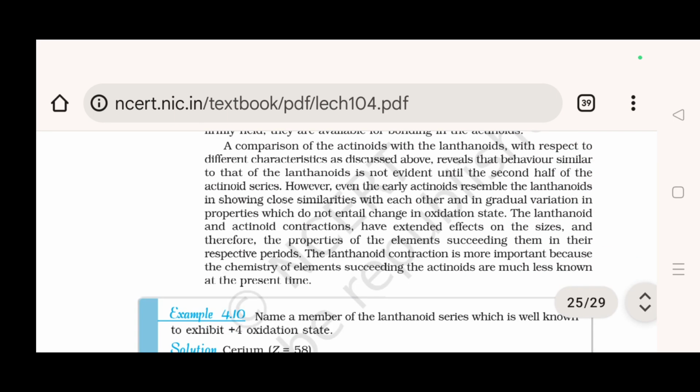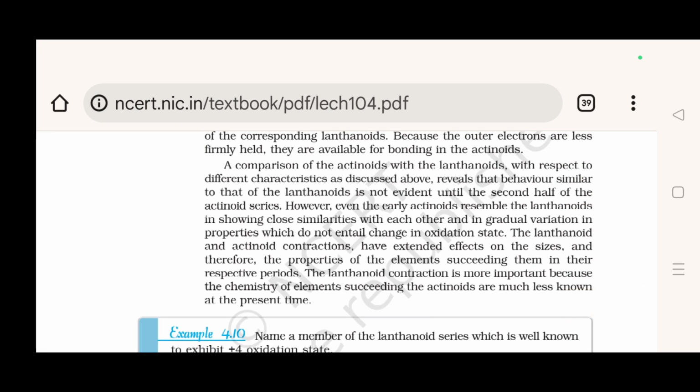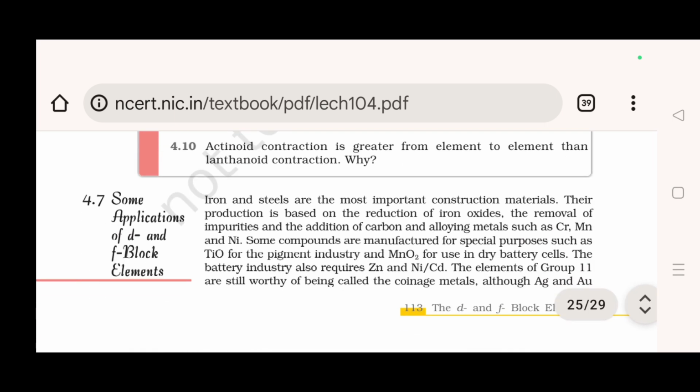A comparison of the actinoids with the lanthanoids with respect to different characteristics, as discussed above, reveals that behavior similar to that of the lanthanoids is not evident until the second half of the actinoid series. However, even the early actinoids resemble the lanthanoids in showing close similarities with each other and in gradual variation in properties which do not entail change in oxidation state. The lanthanoid and actinoid contractions have an extended effect on the size, and therefore the properties, of the elements succeeding them in their respective periods. Now we shall discuss some applications of d and f block elements.